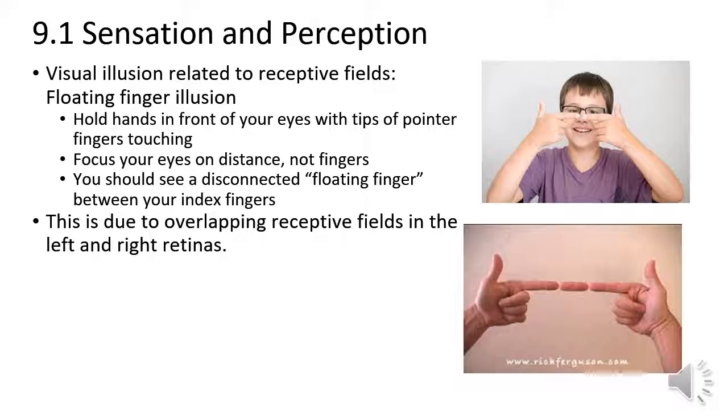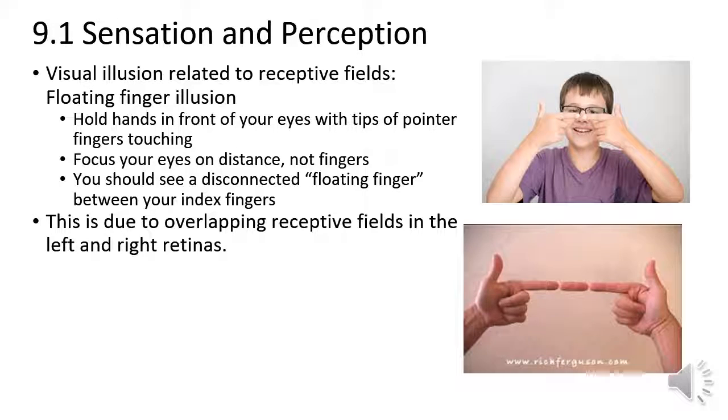This is a fun illusion related to receptive fields. It's called the floating finger illusion. You can hold your hands in front of your eyes with the tips of your pointer fingers touching. Maybe hold your hands like 6 inches from your eyes, maybe even less, like 4. Then focus your eyes on the distance, not your fingers, and you should see a disconnected, floating finger or floating sausage between your index fingers.